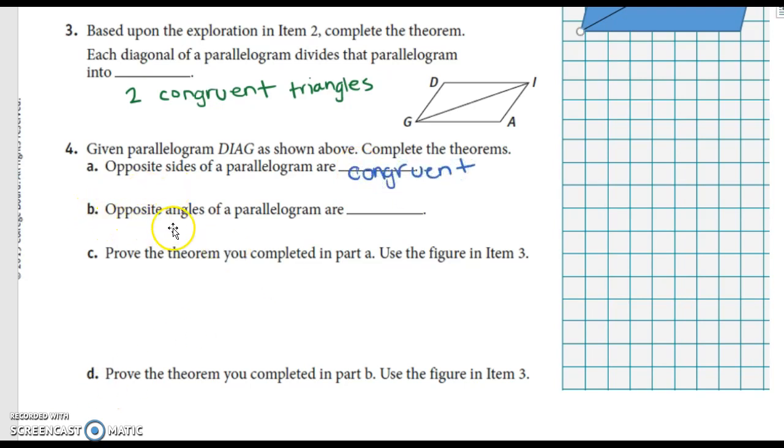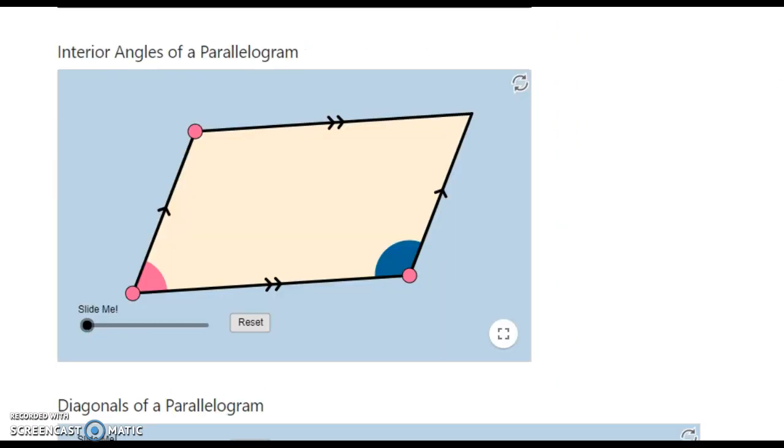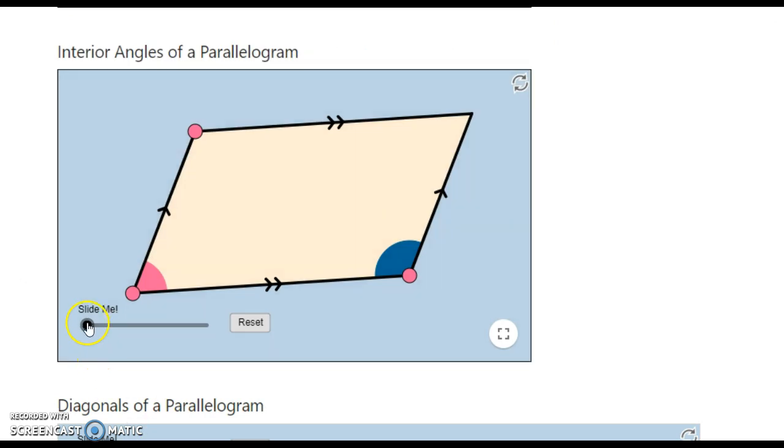Now part B, opposite angles of a parallelogram are what? We're going to use the same sort of applet and look at these opposite angles. Look and see what happens and see if you can fill in the blank. So we're going to slide this over. See that pink angle going across to the opposite angle.